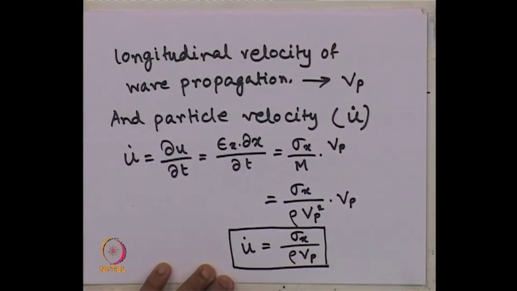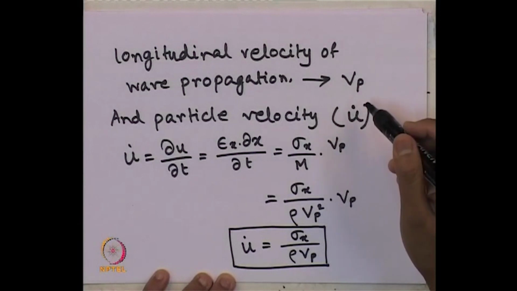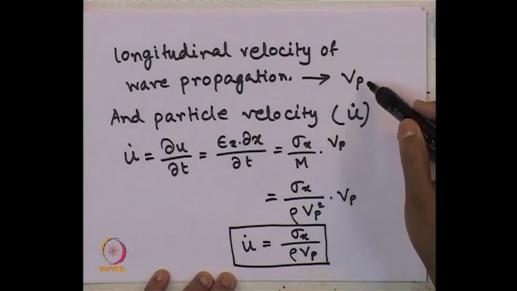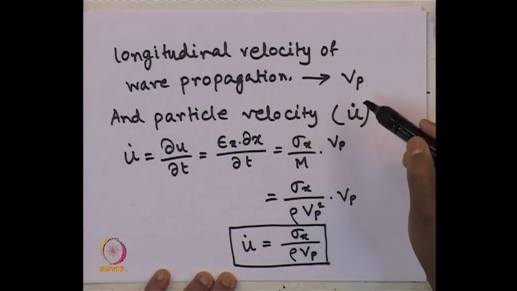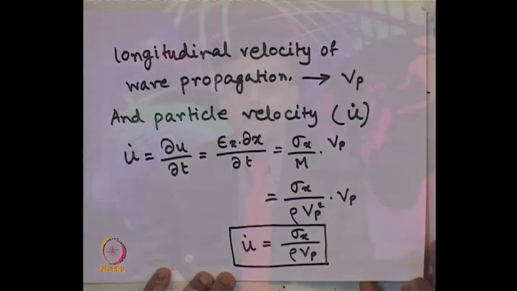So, what does it mean? If for a longitudinal wave in one dimension in an infinitely long rod the velocity of wave is V p, then the particle velocity is given by the stress divided by rho into V p. So, let us stop here today. We will continue our lecture with other directional equations in the next class.